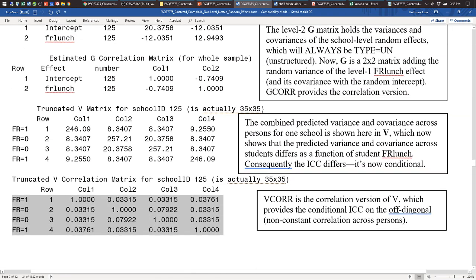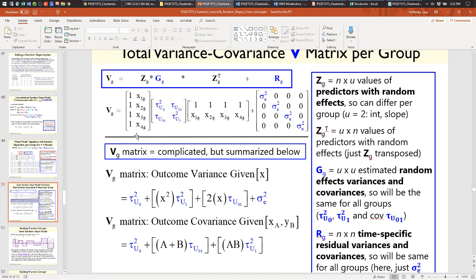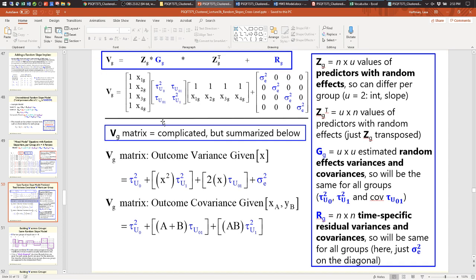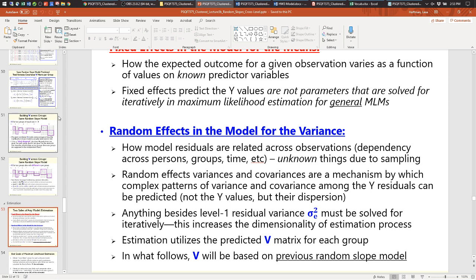Okay. So R is level 1, G is level 2, V is the combination of the two. It looks like that when you put it together again. In an SEM framework, G would hold the variances and covariances of your factors, and R would hold the residual variances of your individual items. So you can estimate these models as structural equation models as well. All right. Okay. Questions?